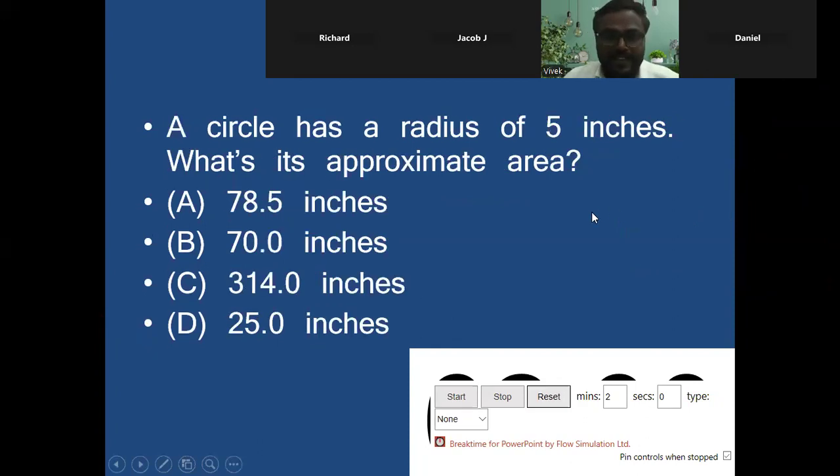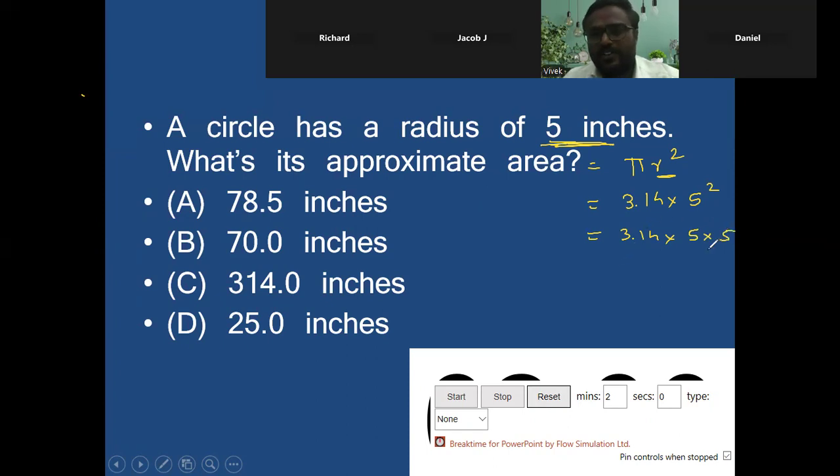So the next question says, a circle has a radius of 5 inches. What's its approximate area? So area of a circle is pi r square. Now, pi is nothing but 3.14. Radius is given as 5 square. So what do we have? 3.14 times 5 square, which is 5 times 5. So I'll simply multiply 5 times 5 first, which we will get as 25. I'll multiply it now. 3.14 times 25.